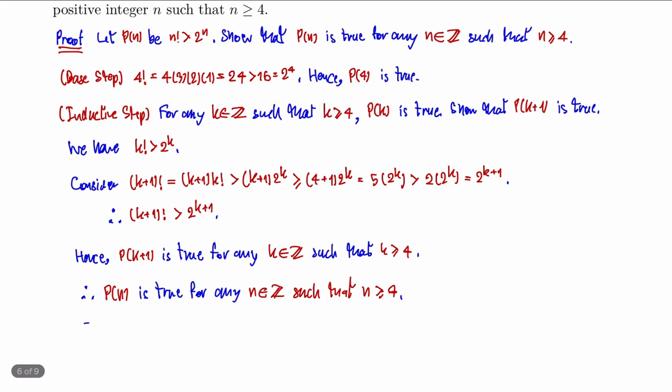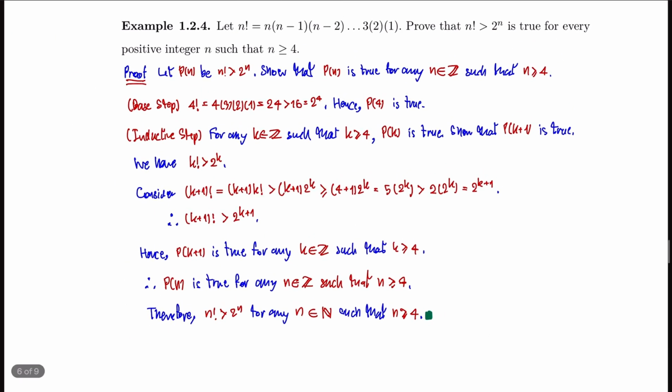Okay, therefore we have shown that n factorial is greater than 2 to the n for any positive integer n such that n is greater than or equal to 4. Okay, that's what we have right here.